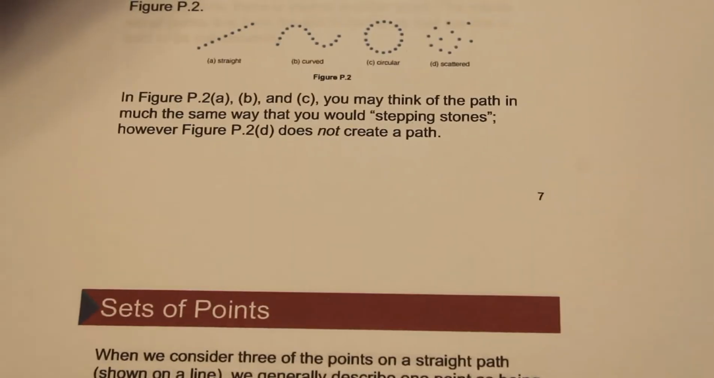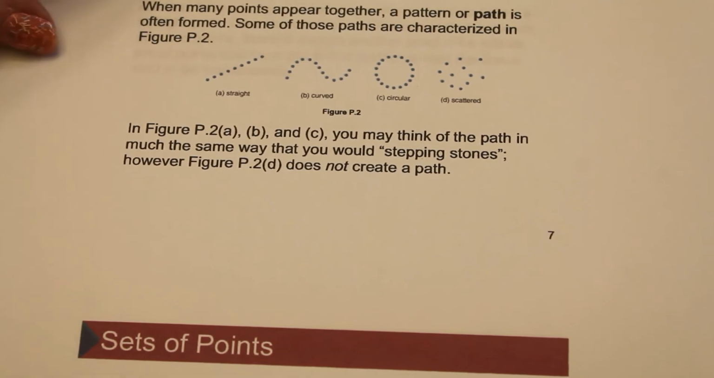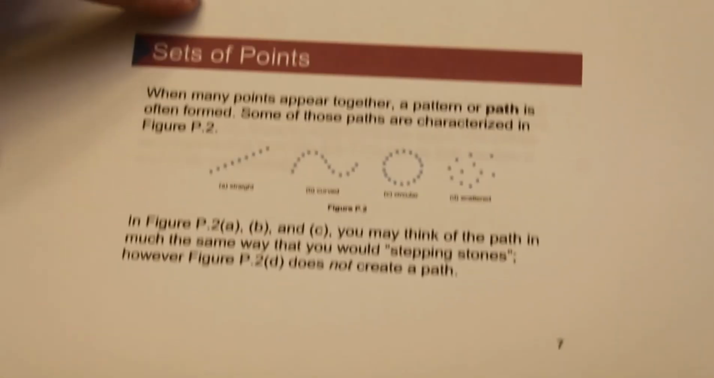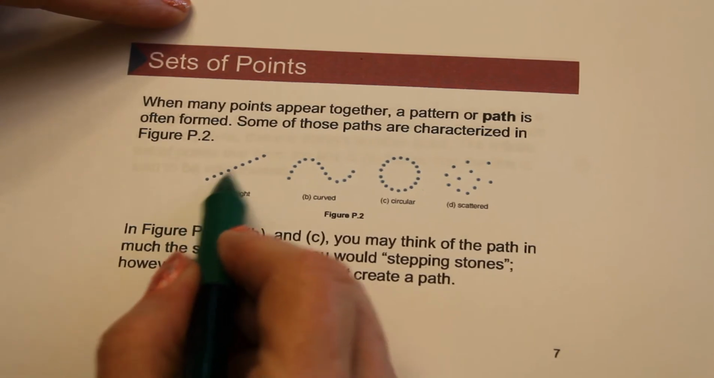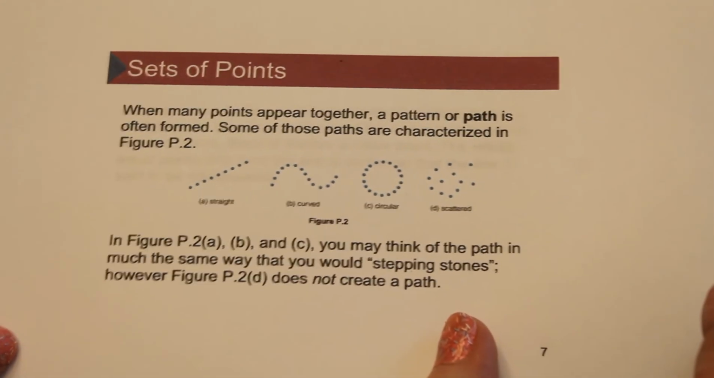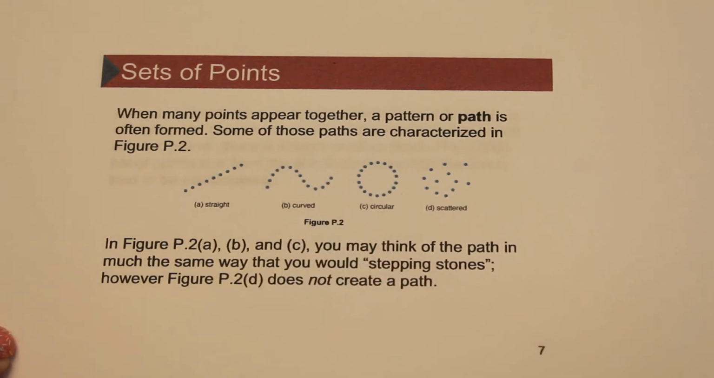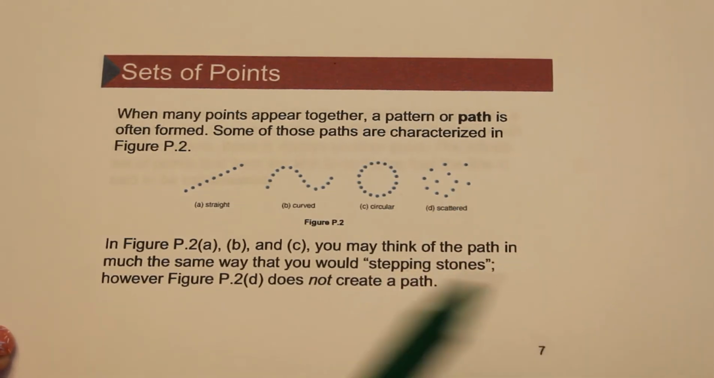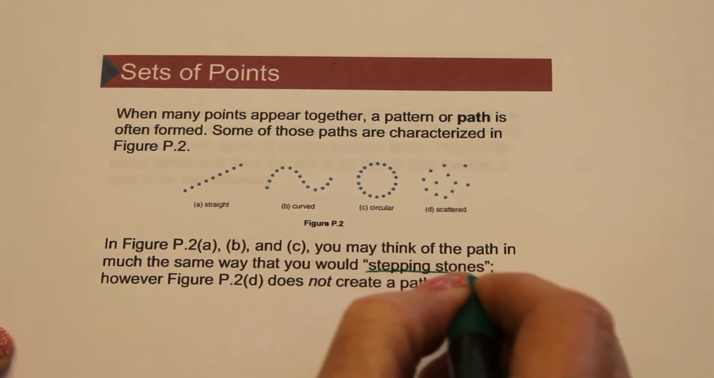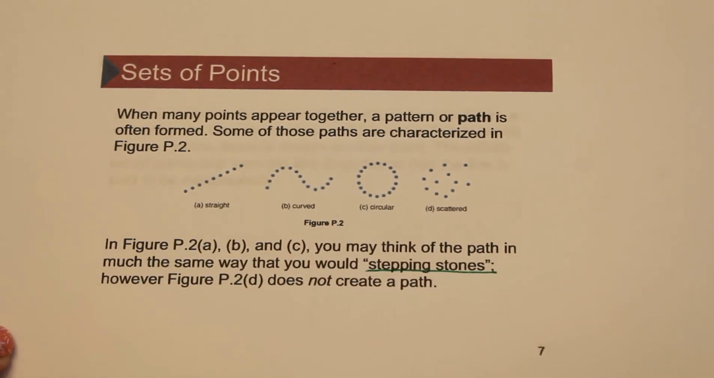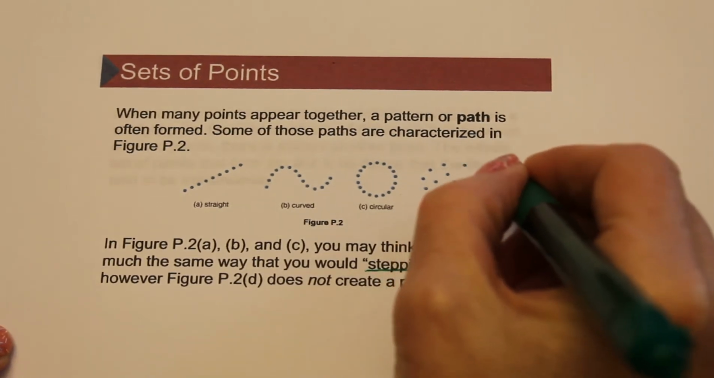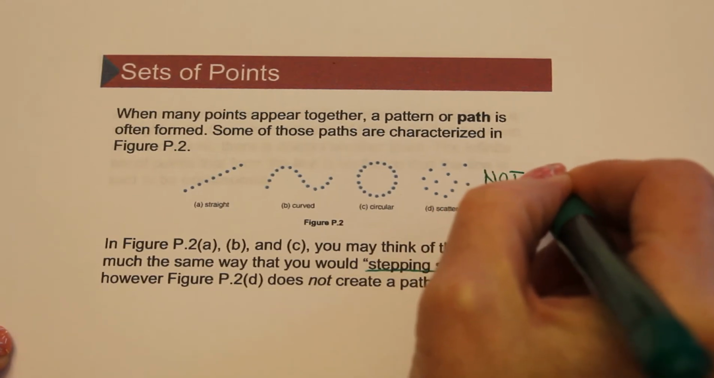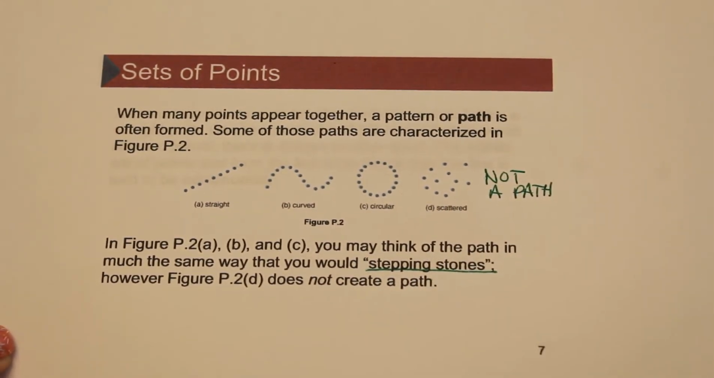And if many points appear together, they will create a path. So here's a path that looks like it's going in a straight line. Here's a path that looks like it's going in a curved line. Here's a path of points going in a circular pattern. And here's a path of points that appear to be scattered. You can think of this path as stepping stones going from one to another. In other words, there's airspace between the points. This is not a path. Scattered is not a path.